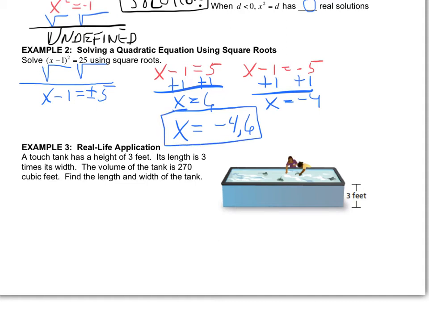But we have to remember that when we take the square root of 25, we actually have both positive and -5.